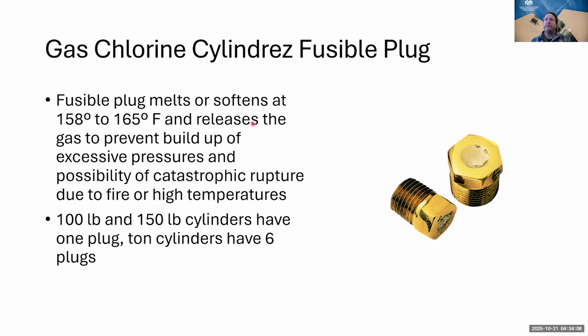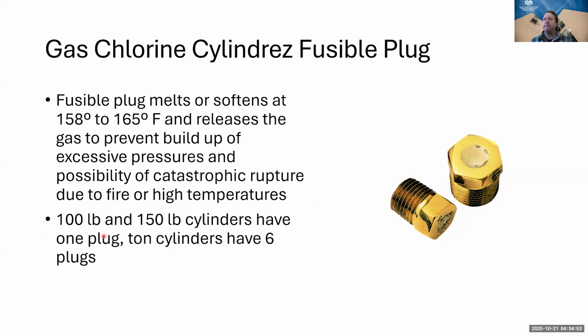You should be familiar that these chlorine gas cylinders have a fusible plug in them. Basically, this plug melts and softens at 158 to 165 degrees Fahrenheit, and it releases the chlorine gas in the cylinder under controlled circumstances. So if you have a fire, you don't want that chlorine gas cylinder to cook and cook and cook in that fire until it has a catastrophic explosion. Instead, you want these fusible plugs to melt and have a controlled release of the chlorine gas.